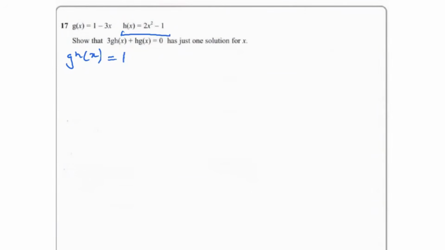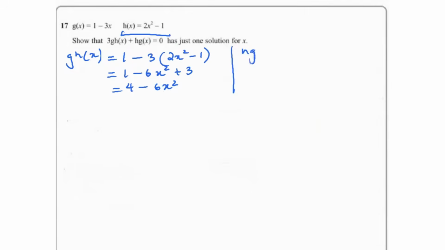So wherever there's x in g of x, we replace that with h of x. So that's going to be 1 minus 3 times 2x squared minus 1. That's 1 minus 6x squared plus 3, which is 4 minus 6x squared.